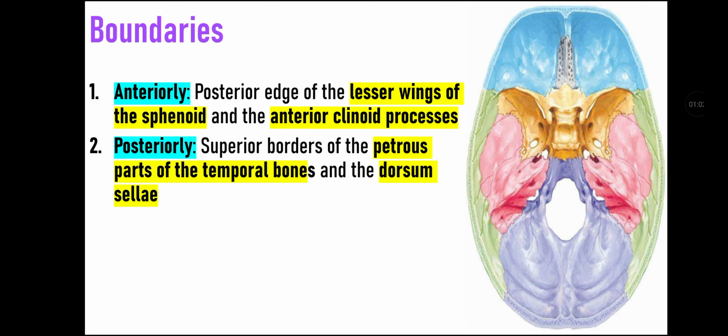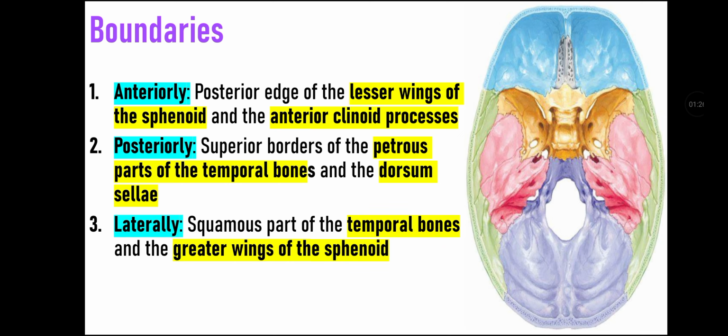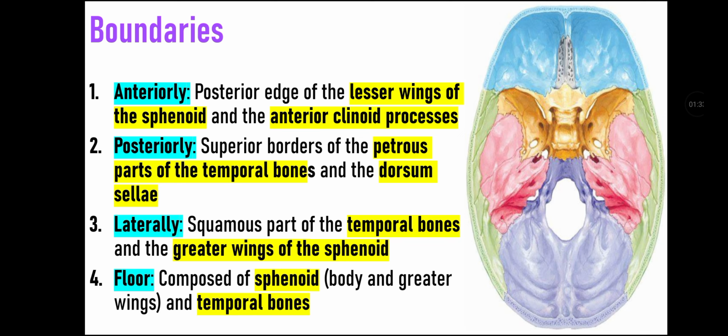Here you can see the upper region or the elevated region and the pink color bone, that is the temporal bone, is the petrous part of temporal bone, and it forms the superior borders of the middle cranial fossa, posterior border of middle cranial fossa, and the dorsum sellae is also there, that also contributes to the posterior boundary of middle cranial fossa. Then laterally it is bounded by squamous part of temporal bone and the greater wing of sphenoid, as you can see here in the diagram.